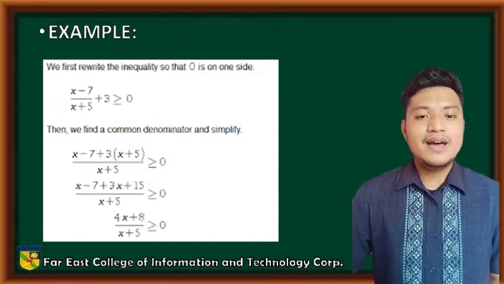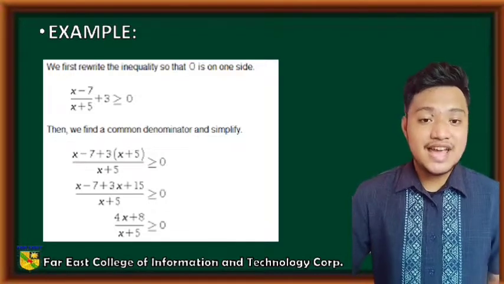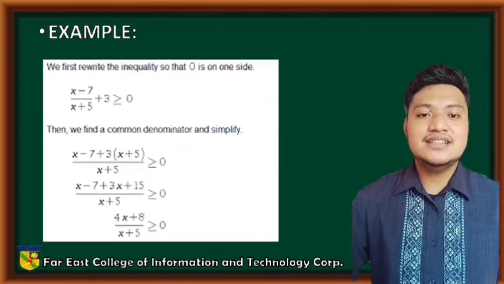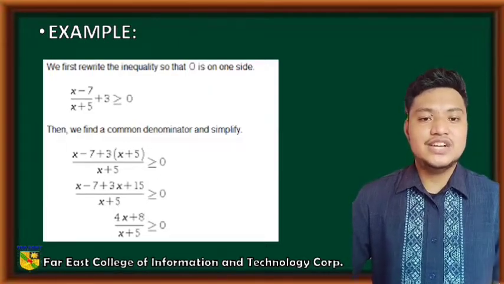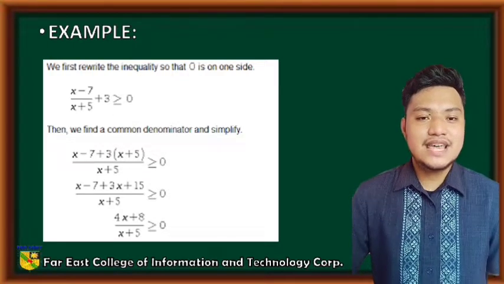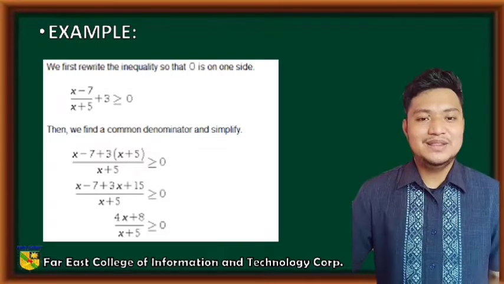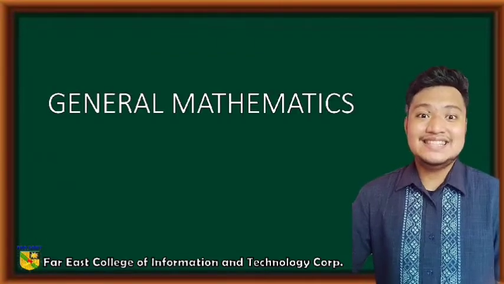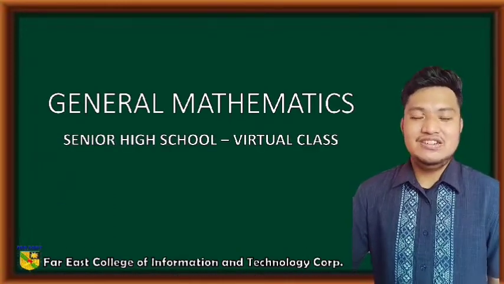So, kung meron pa tayong nakita na i-simplify natin siya, pwede pa natin siya i-simplify. Pero since in this example, wala na tayong simplify. So the answer is 4x plus 8 over x plus 5 more than or equal to 0. So that is the lesson 2, which is the rational function.